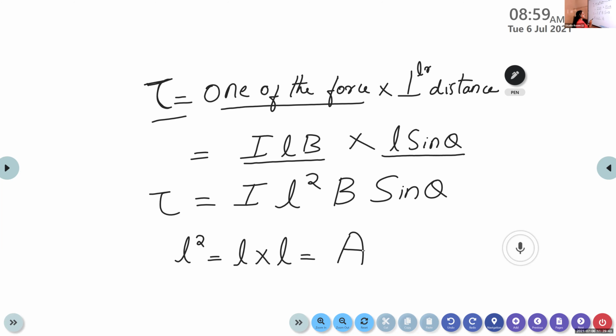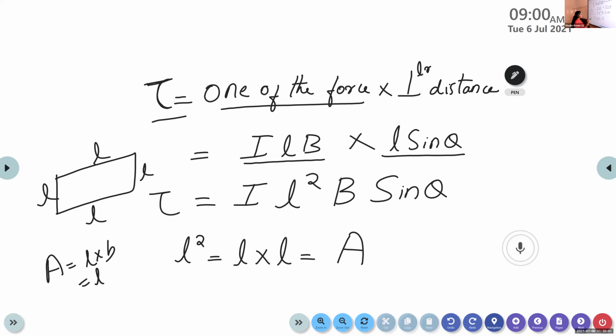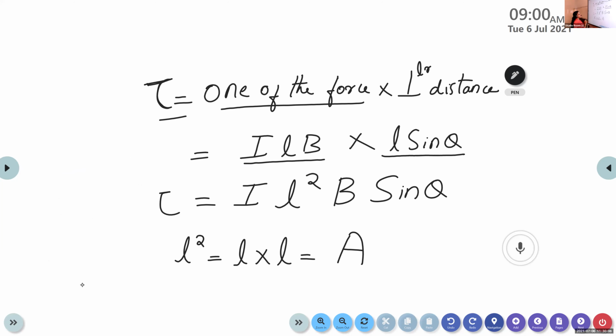Here we consider a rectangle with all its sides equal to L. You can consider it as a square or rectangle. So we know that area is equal to length into breadth, that is equal to L into L. Here all the sides are equal to L. Therefore, this L square, which is L into L, is nothing but the area of the rectangular loop.